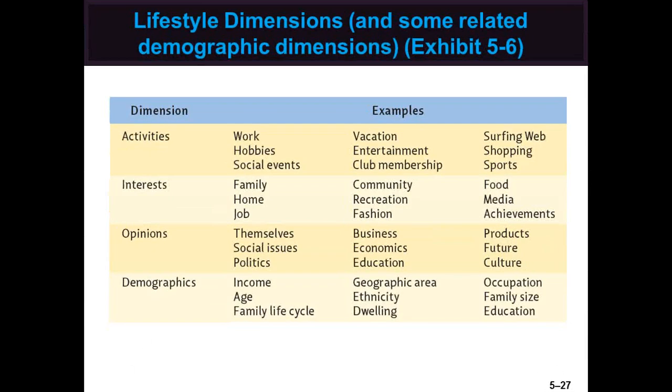So here we see an exhibit, and it shows a number of variables for each of the AIO dimensions: activities, interests, opinions, along with some demographics used to add some detail to the lifestyle profile of a target market. So we have 4 dimensions: activities, interests, opinions, demographics, and here are the examples related to each.